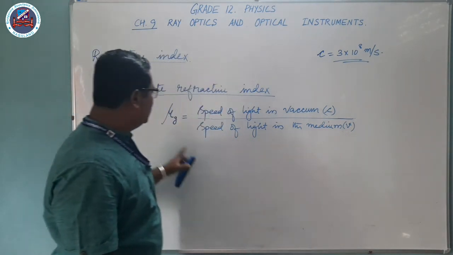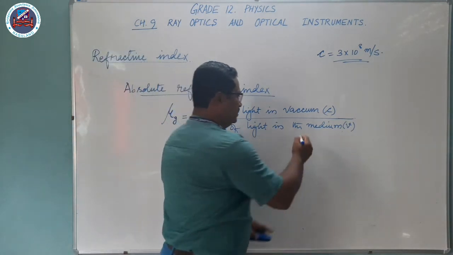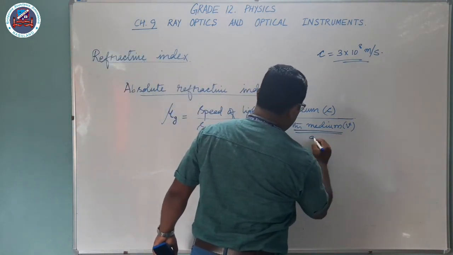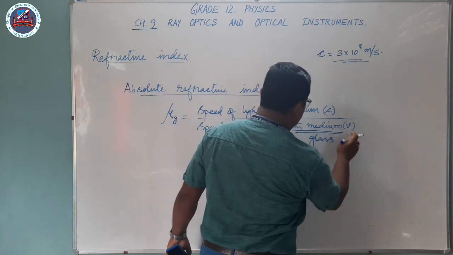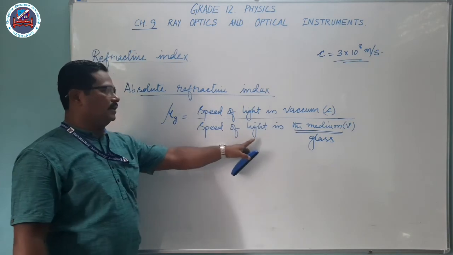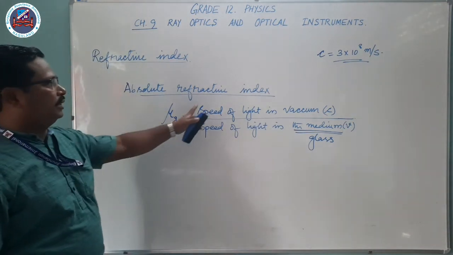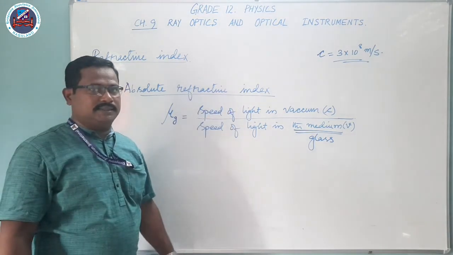Now the medium is what? Glass. So it will be speed of light in glass. The medium is glass. Later we will write v, but you should understand that it should be speed of light in glass. That is your absolute refractive index.